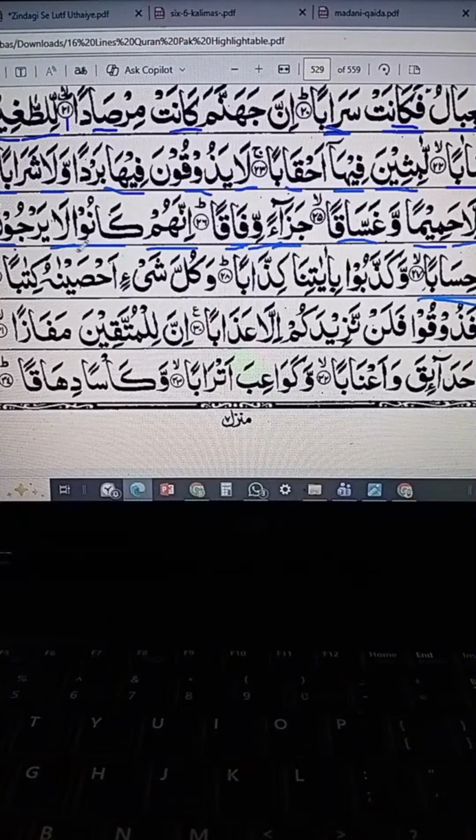Innahum kanu la yarjuna hisaba wa kadzabu bi ayatina kizzaba, not bi ayati and not kizzaba, like that. Wa kadzabu, we have to stretch it because waw madda is here. As I told in the previous ayah also, when there is a zabar before waw sakina, we have to stretch it.